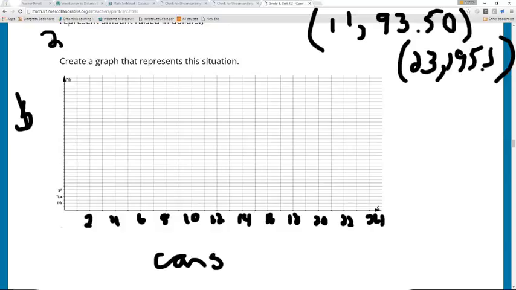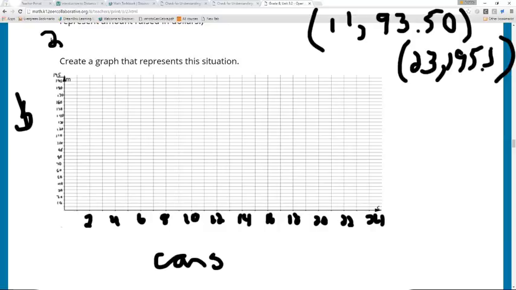20, 30, 40, 50, 60, 70, 80, 90, 100, 110, 120, 130, 140, 150, 160, 170, 180, 190, which means this top line here is 195.